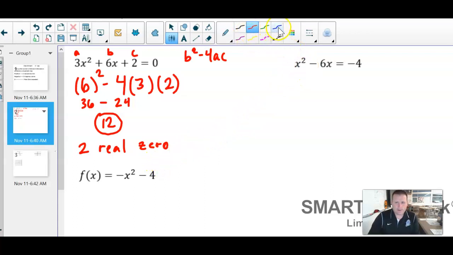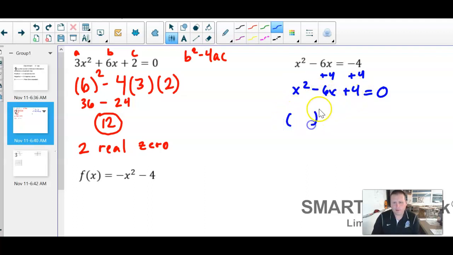Okay? If I look at this left one, I've got to make sure this is set equal to 0. So I have to add the 4 over first. And so then my equation becomes x squared minus 6x plus 4 equals 0. And now I've got my a, b, and c. So a is 1, b is -6, and c is 4. And so I can then go about plugging this into my discriminant formula here.